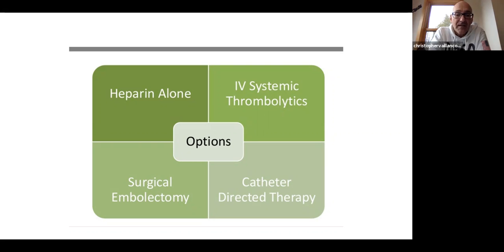And fourth, which is getting a little bit more back into vogue again, is surgical embolectomy. And this would be primarily for your sickest patients, your massive PEs. And I would put a caveat within that option, which is not there, is ECMO, which probably would marry very well with surgical embolectomy.